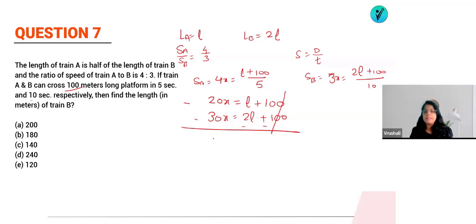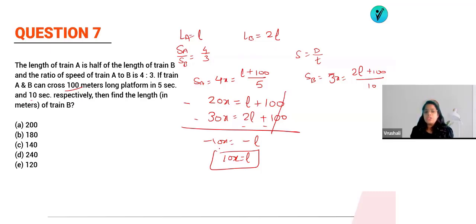100 will get subtracted. Minus 10x is equal to minus L. So you can say that minus minus will be plus, so 10x is equal to L. Is it? So what they have asked you is to find out the length of train B. That means we have to find out this twice of L.